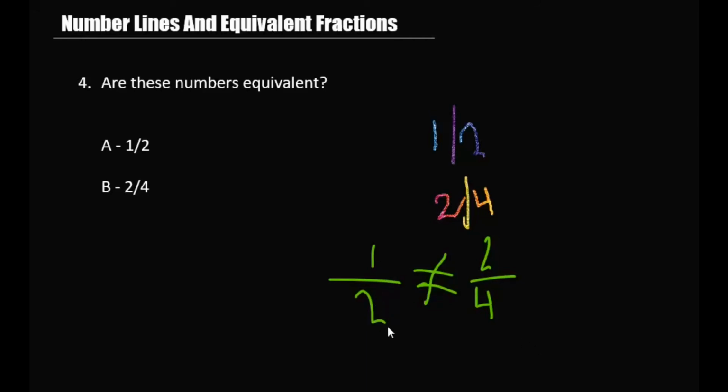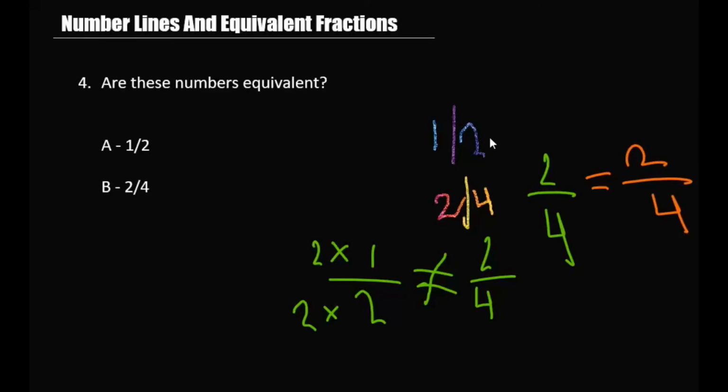So the least common multiple of 2 and 4 is 4. So 2 times 2 is equal to 4, and 1 times 2 is equal to 2. Remember, an important rule of finding common denominators of fractions is whatever you do to the bottom, you do to the top. So now we have 2 over 4 and it is equal to 2 over 4. So these are equivalent, so we're going to write a check mark right over here. Let's go to the next question.